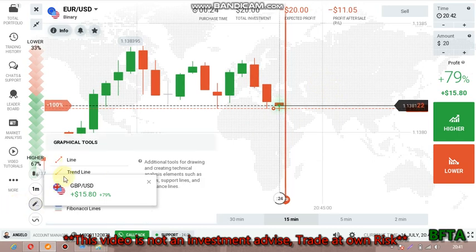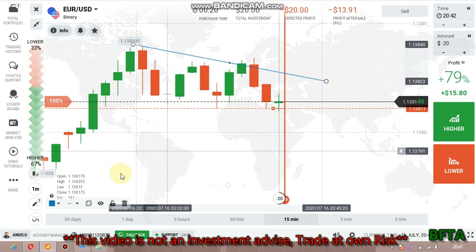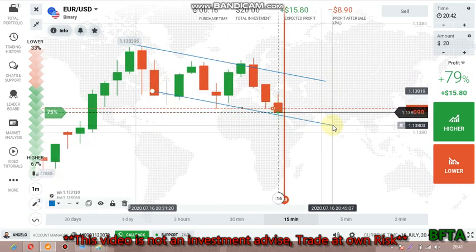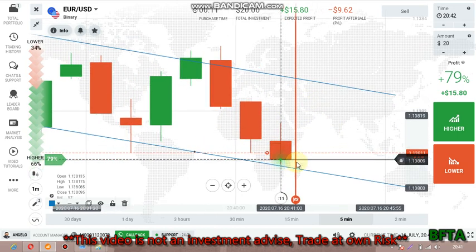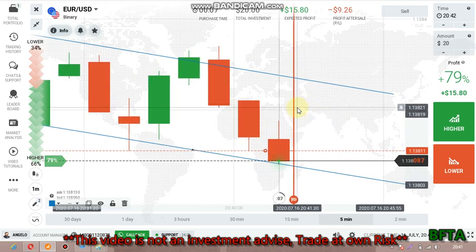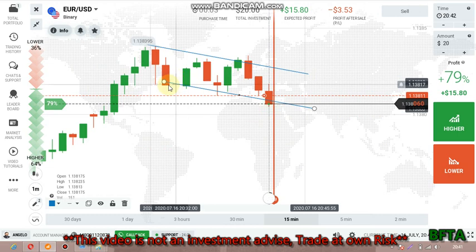I place put option because of this minor downtrend. We can see the market direction. The next level is here. This candle closed here, next level is here. So sellers will enter again on the next candle because of this downtrend. So that's why I place put option.